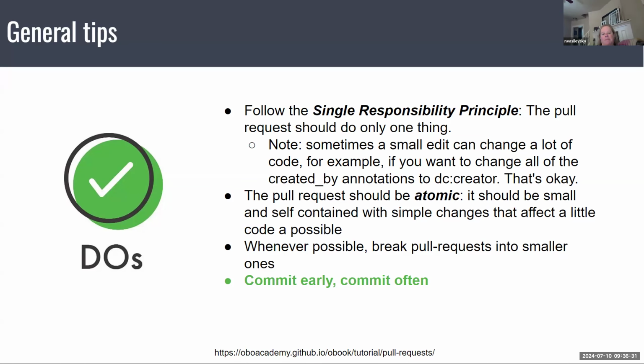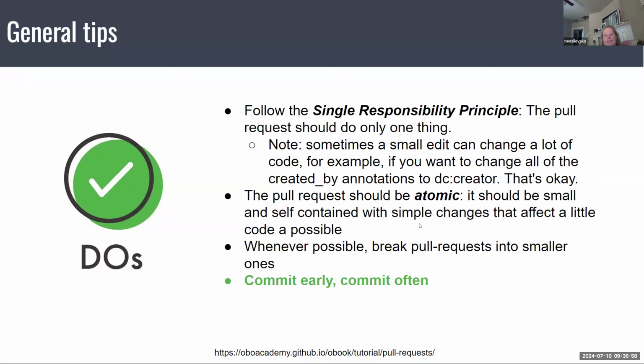Sometimes the edits you do may change a lot of things in the file. For example, at one point in Mondo, we changed all the annotations for the creator from created by to DC creator. So then it looked like there were thousands of changes in that file, and that was intended, and that's okay. But just something to keep in mind when you're doing your pull request or you're reviewing a pull request.